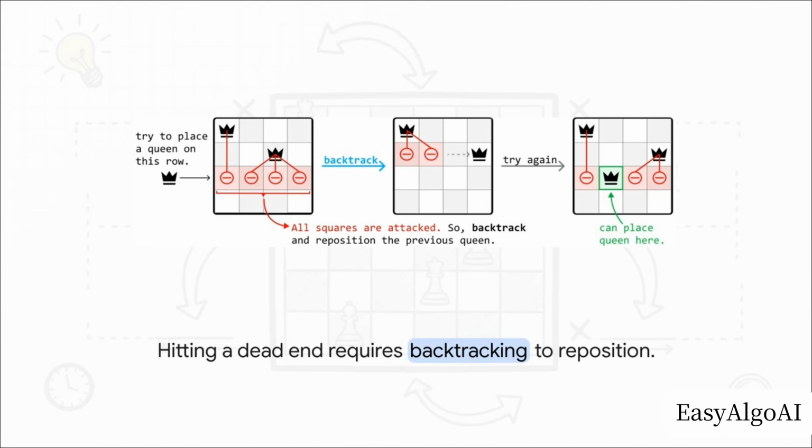Let's trace this logic in action. Say we place our first queen, and then we confidently move down to the next row to place the second. But wait, every single square is under attack. It's a total dead end. When an entire row is blocked like this, the algorithm forcefully backtracks. We literally pull the previous queen right off the board to test a new position for her. That effectively clears the way so we can find a valid placement and keep moving forward.